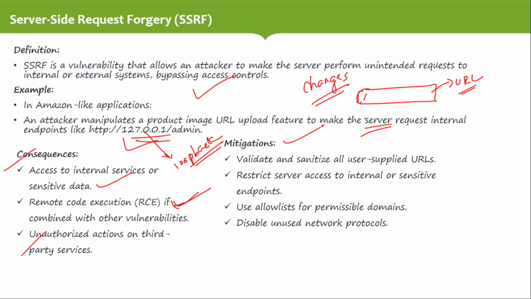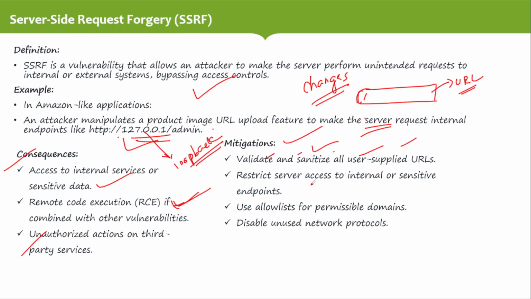Then comes the mitigation part. Validate and sanitize all user-supplied input. This is also user-supplied input, right? A user is searching something, so that should also be validated. You can sanitize it: if there is an IP like 127.0.0.1 placed in any kind of parameter, such as a URL parameter, that should not be allowed. That is called sanitization. So this is one mitigation.